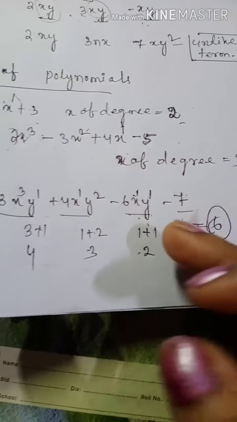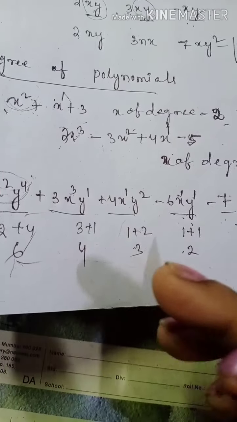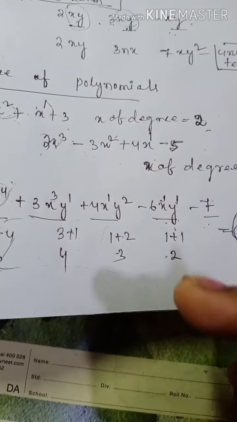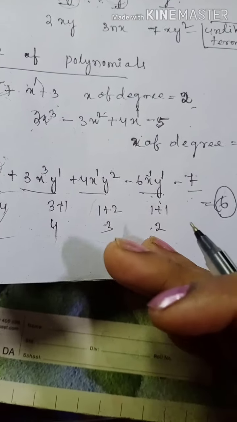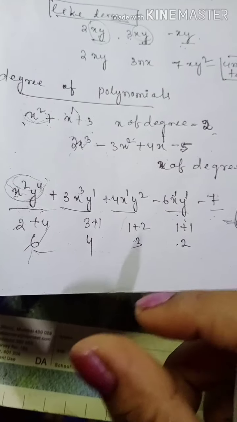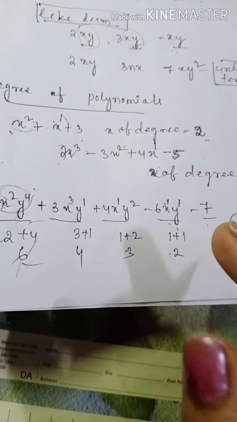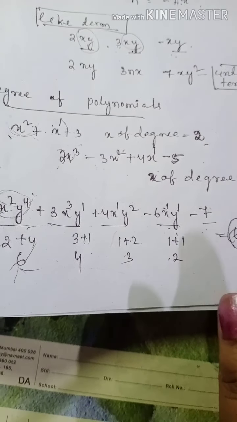How do we calculate? We first check the power of each term. Then we consider as the degree the highest sum which we calculate from the power of each term. The highest sum value is the degree of that type of algebraic expression. Clear, students?